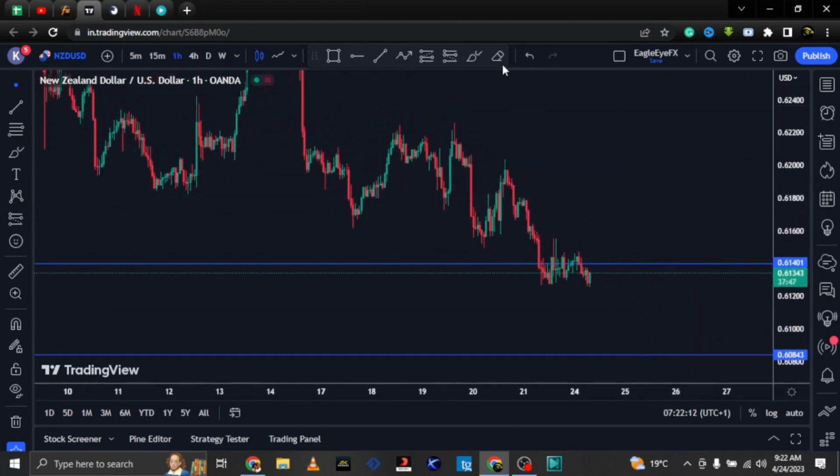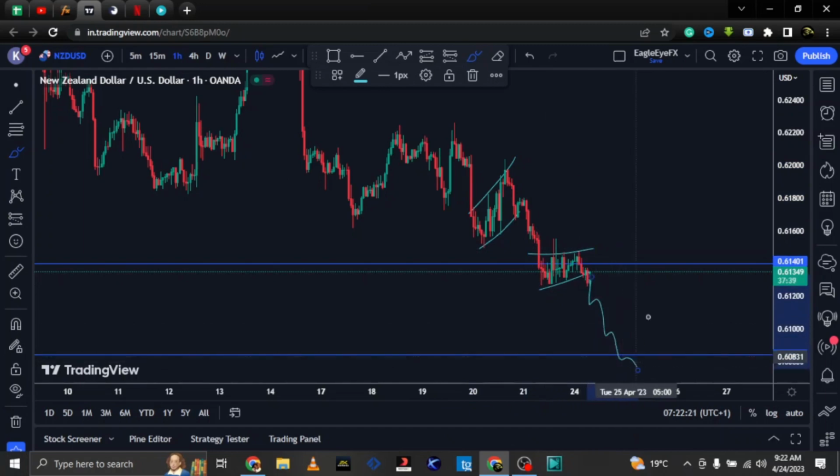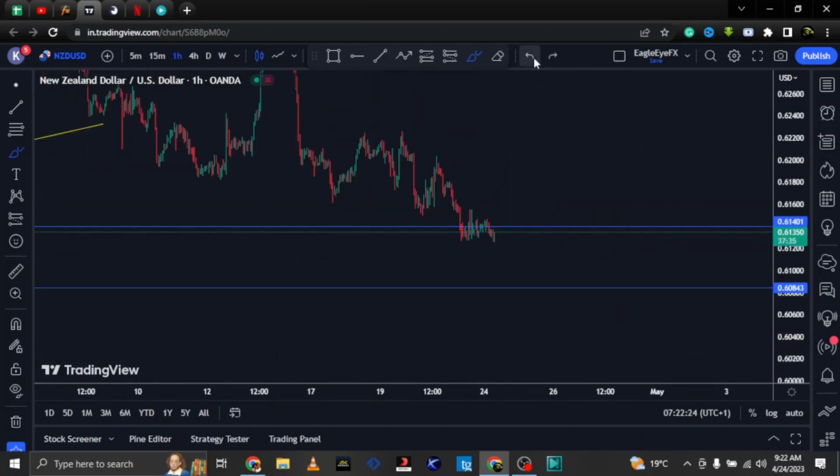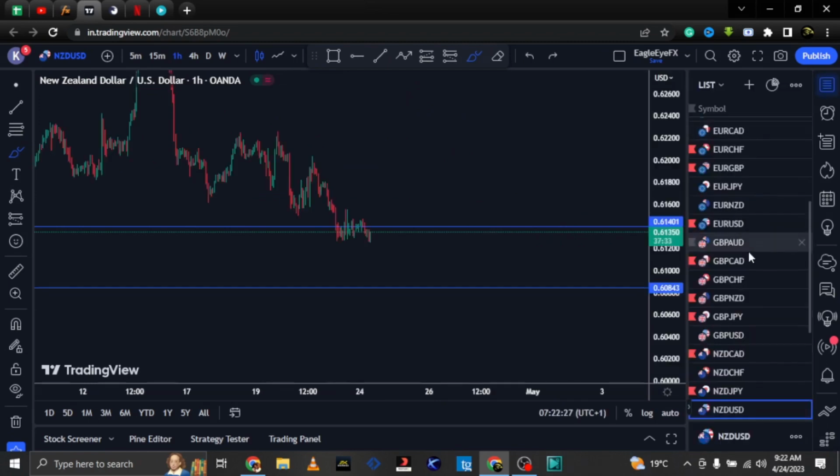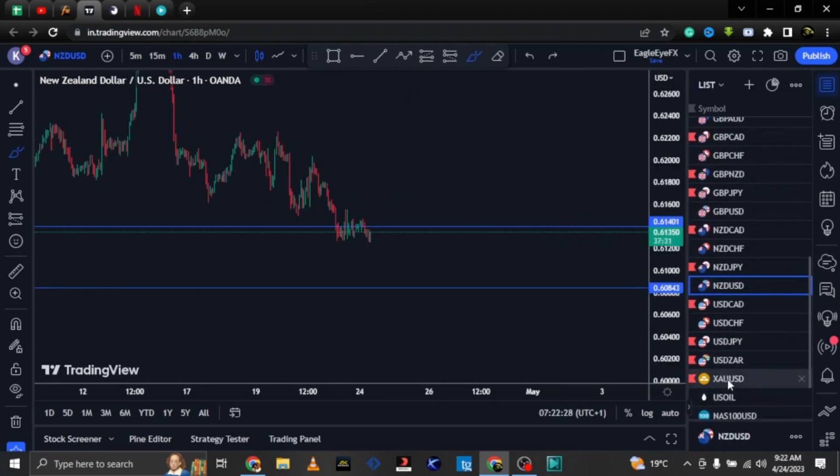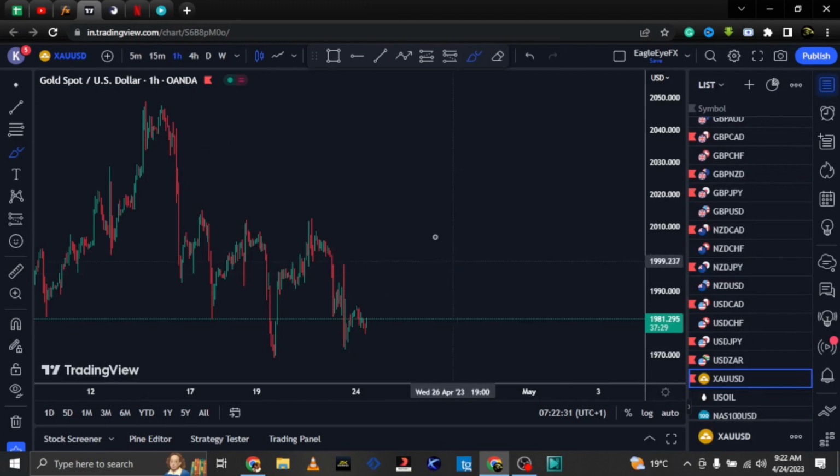So you see, this market had this steep flag over here, then the market moved, and I am seeing this as a correction, of which I'm anticipating this market to complete that level over there. So that is NZDUSD. And last but not the least, we can look at gold.